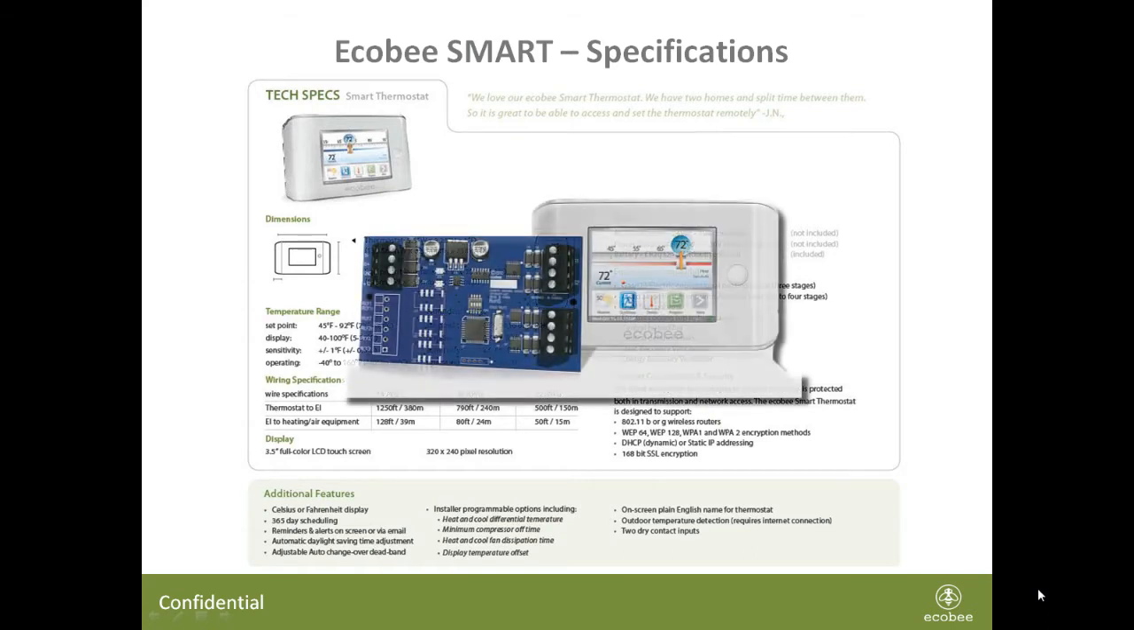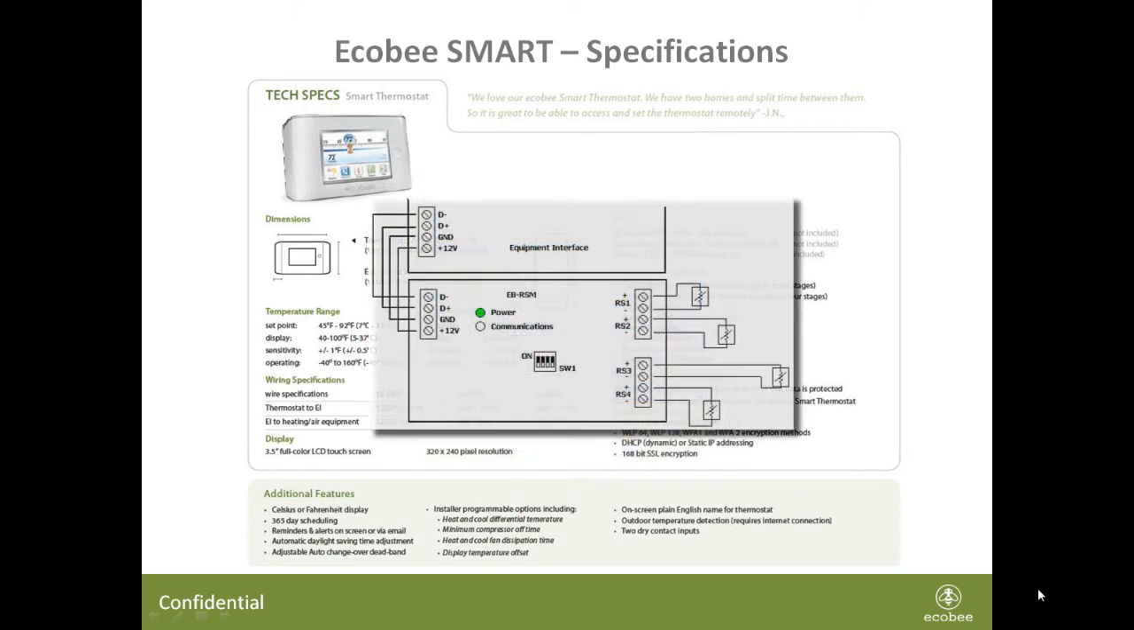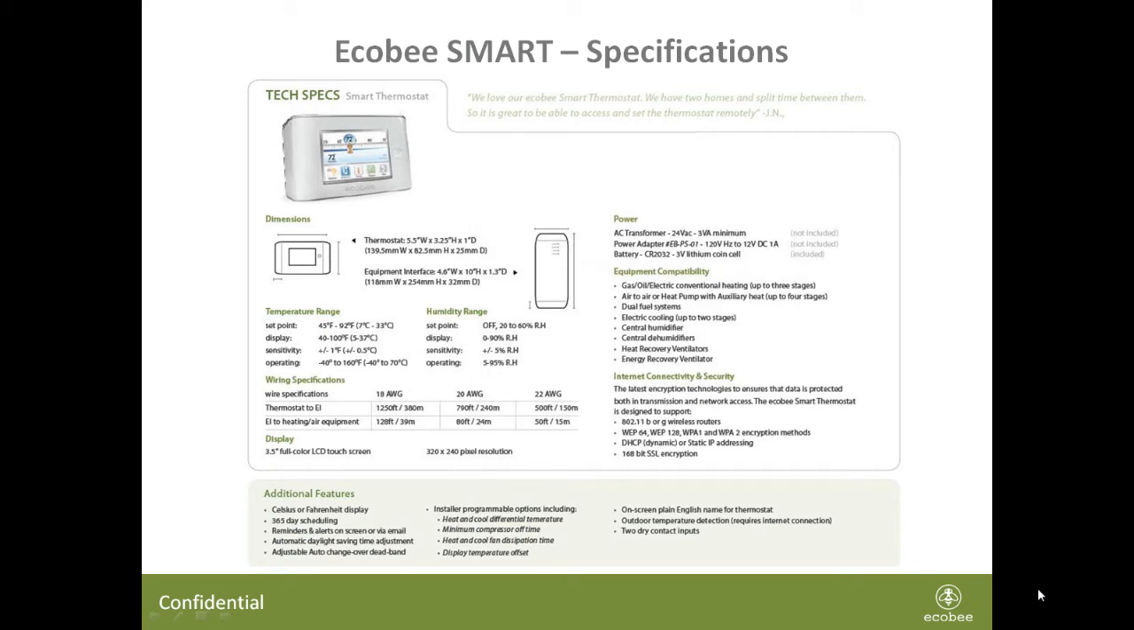The Smart thermostat will also support the ecobee remote sensor module. This gets wired directly to the equipment interface. The remote sensor module provides 4 additional inputs that can be configured for temperature, relative humidity, and/or dry contact. Each sensor can be configured for monitoring or control to enable temperature averaging if you wish.